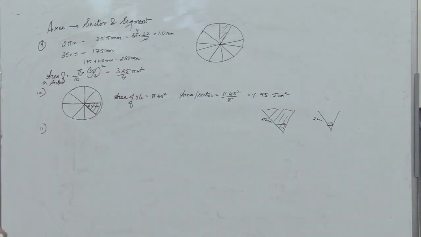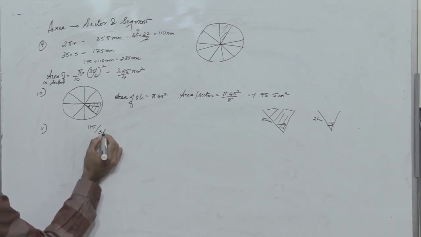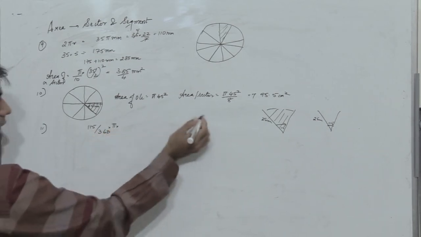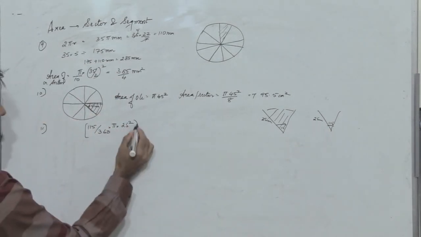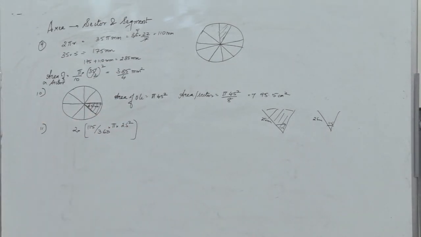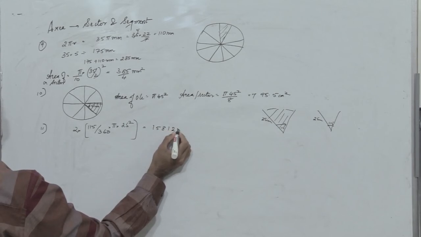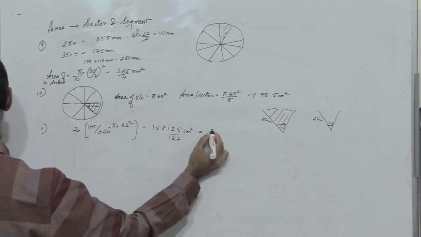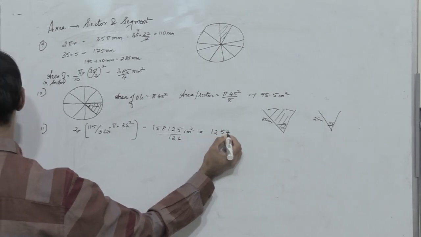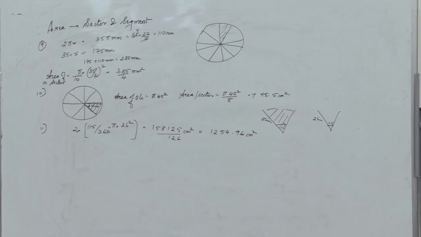So area of one sector is the angle 115 divided by 360 into pi into r is 25 square. So this entire thing into 2, since we have two car wipers. So we get the area as 158,125 divided by 126 centimeters square, or this is equal to 1254.96 centimeters square. So this is a simple problem.